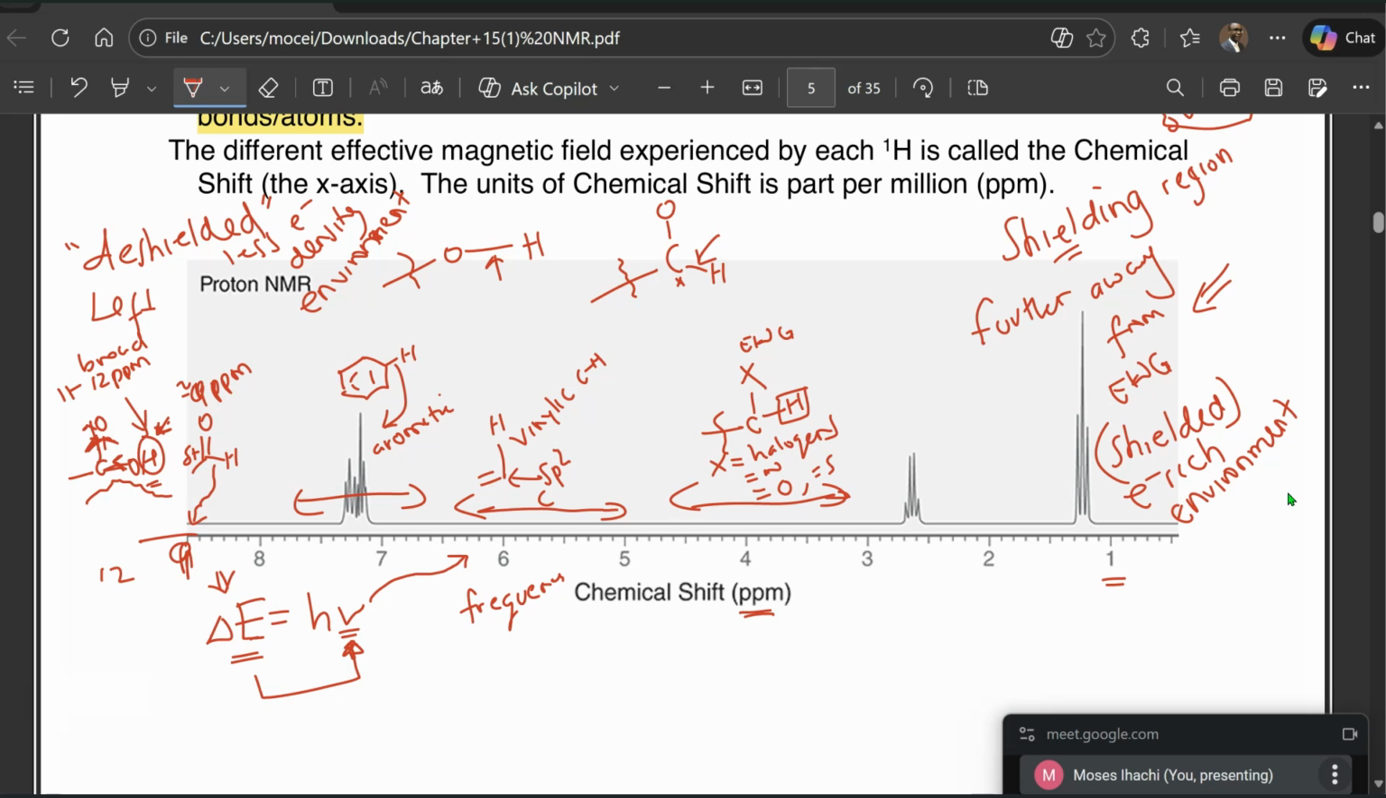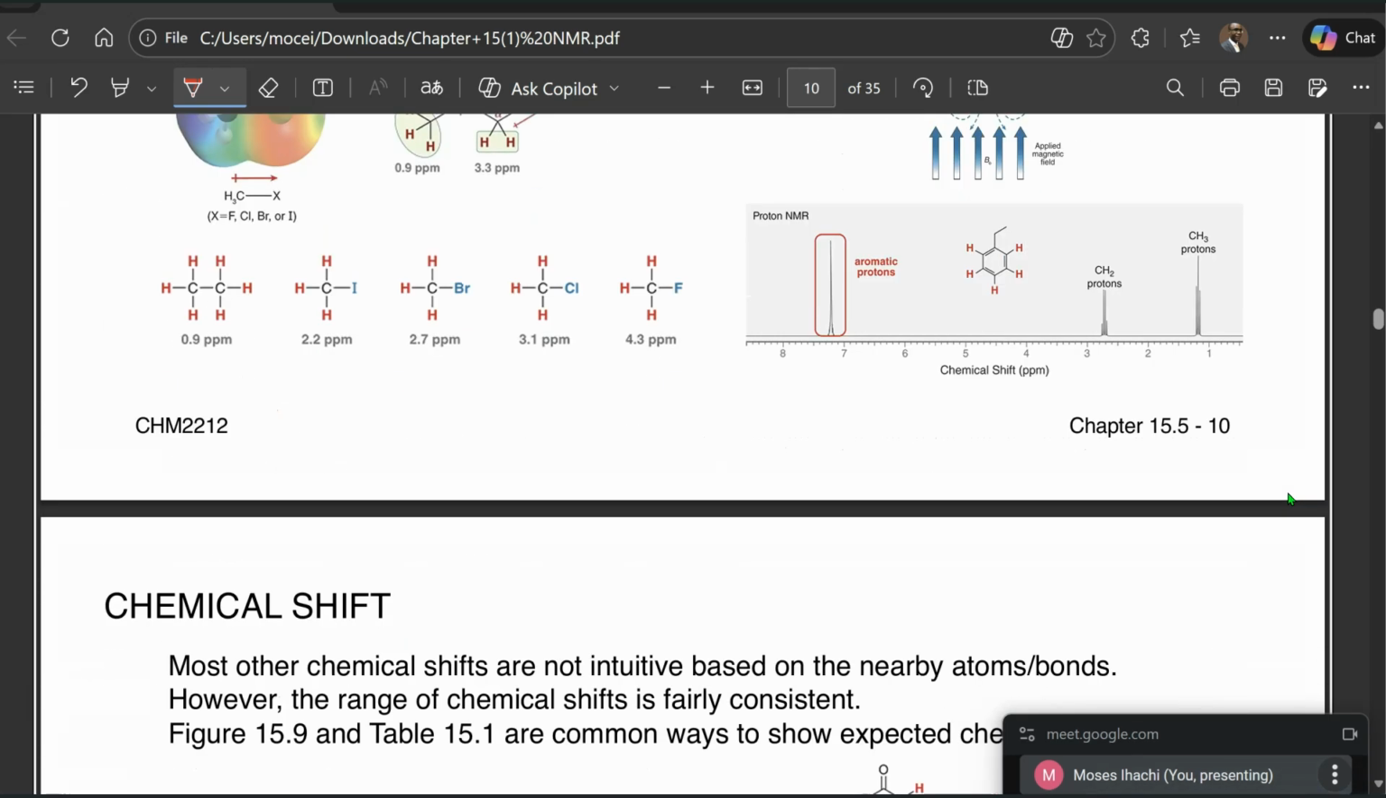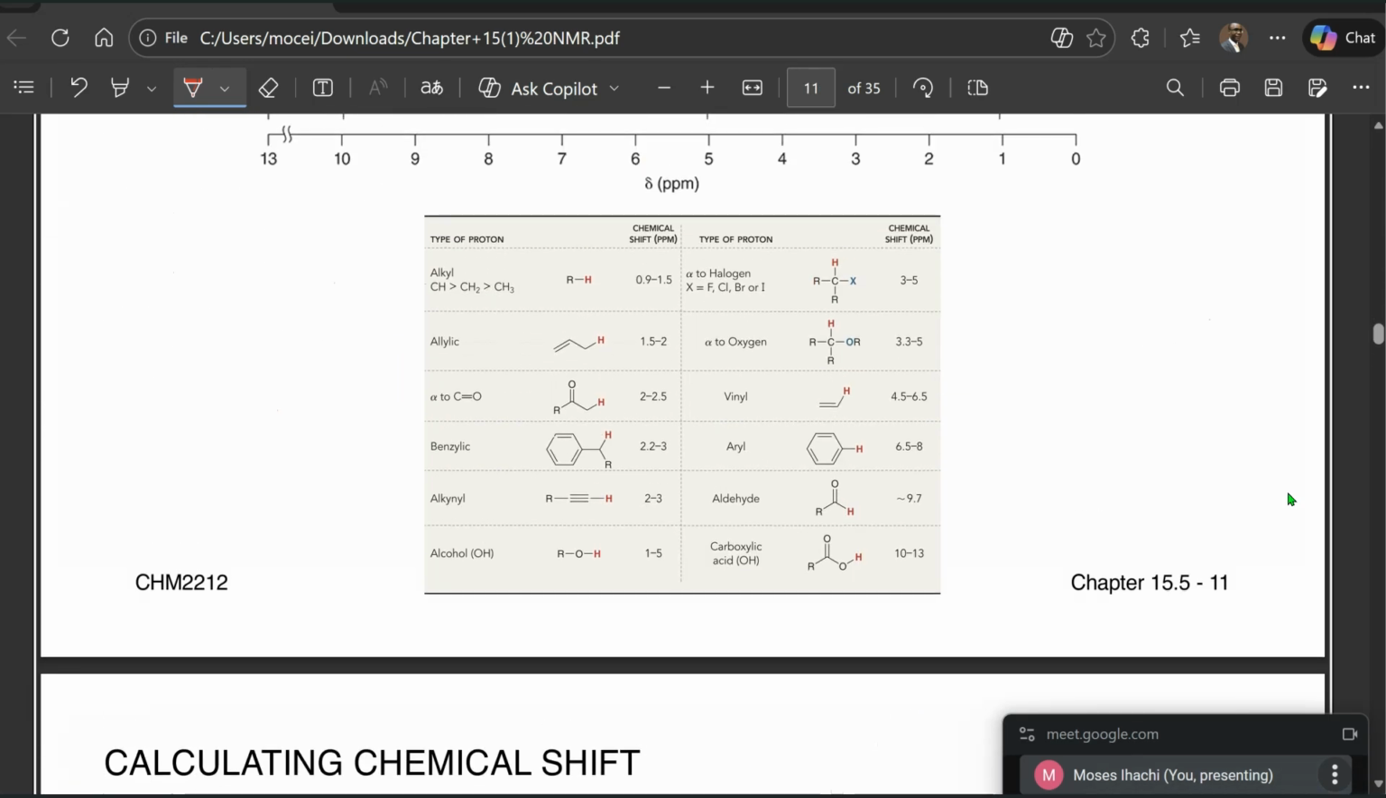Which is why you see this hydrogen here is on a carbon close to an electron withdrawing group. This one is more deshielded than this because you're sitting on an sp2 carbon that is aromatic. Okay. And that's the general idea, which is why, my friend, this table. Memorize it.